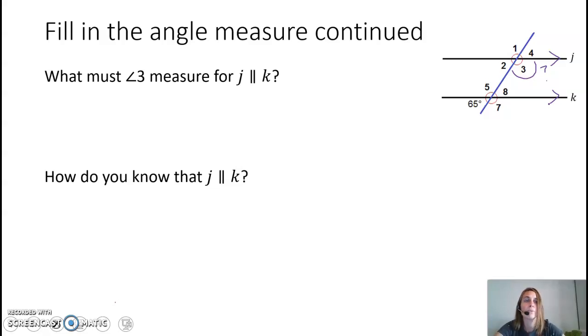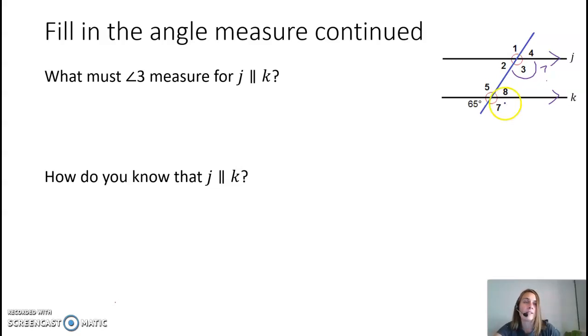So thinking about, what do we know? I would need to maybe make angle 5 because those are alternate interior, or angle 8 because those are consecutive interior, or maybe angle 7 because those are corresponding. So you do have lots of options here, but to get to 5, 8, or 7 from 65, I need to use some other relationship. 65 and 8, those are vertical angles, right? And vertical angles are congruent. Or 65 and 5, or 65 and 7, those are a linear pair, right? And linear pairs are supplementary. So you could actually go a bunch of different routes to find this answer.